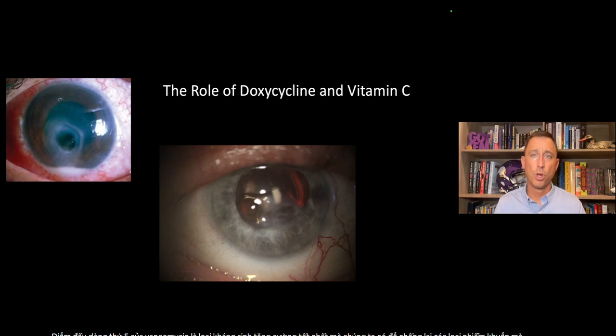I do want to mention the role of doxycycline and vitamin C in situations where you may run into a cornea that's going to perforate or is very thin. I will typically start one or the other. I won't start both of these if I'm worried about a cornea that may perforate. I'll do vitamin C sometimes, 1 gram 3 times a day is my typical dosage. For doxycycline, I'll do somewhere between 50 to 100 milligrams twice a day. And I do it only if it's going to perforate.